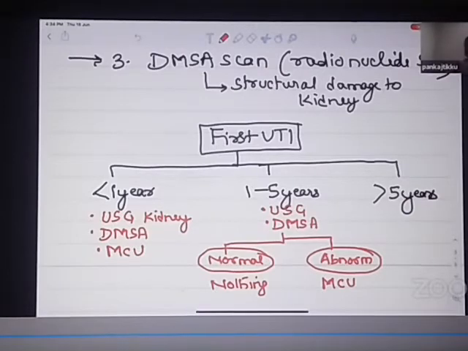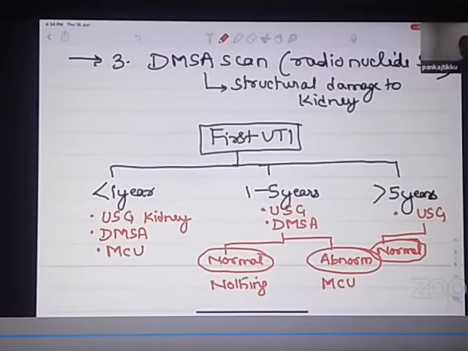If the child is more than 5 years and for the first time the child has a UTI, then only an ultrasound needs to be performed first. If the ultrasound is normal, nothing else needs to be done. But if the ultrasound is abnormal, then you do the other two tests, which are MCU and DMSA. I hope there is no confusion.